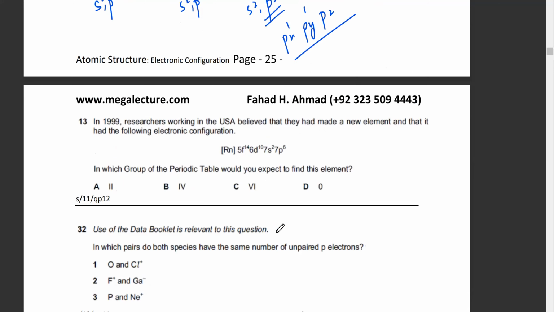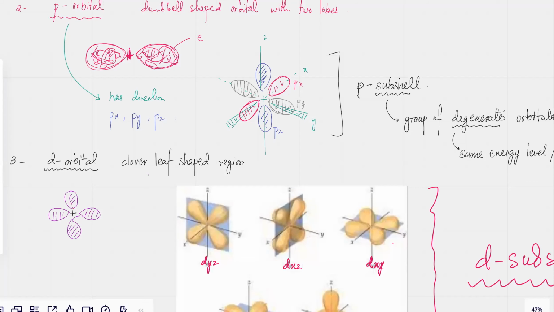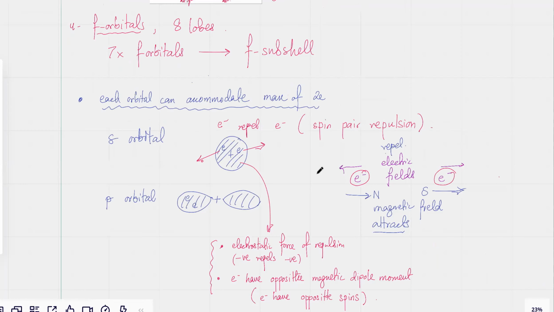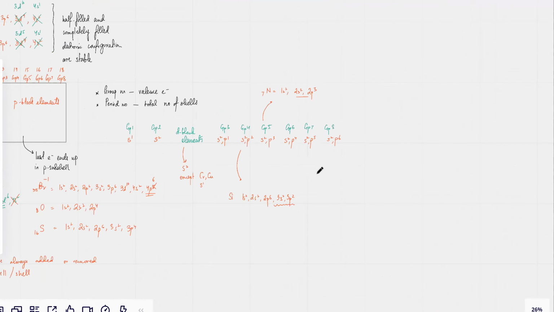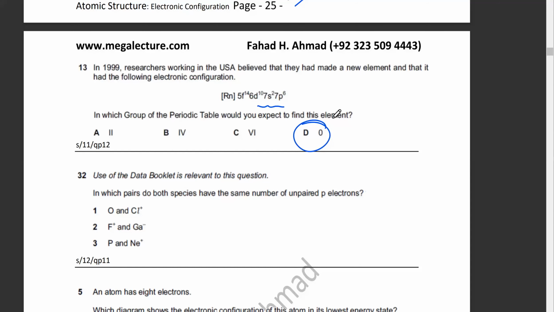Next, he's asking in which group of the periodic table would you expect to find this element? So this element is a noble gas, group 8 or group 0. That's because at the end it's S2P6. If right at the end of the electronic configuration you've got S2 and P6 coming at the end, then that is going to be group 0.